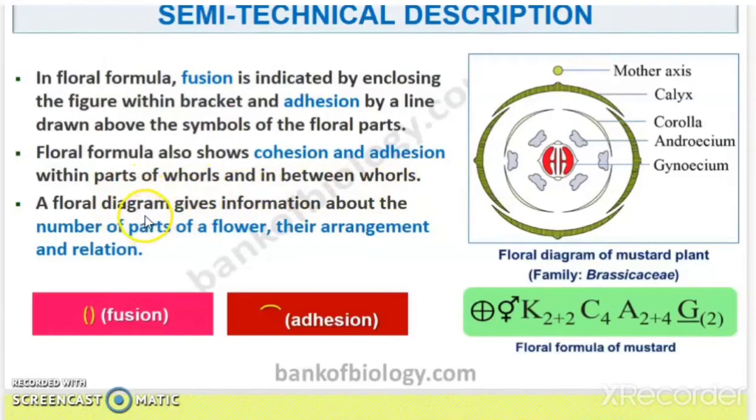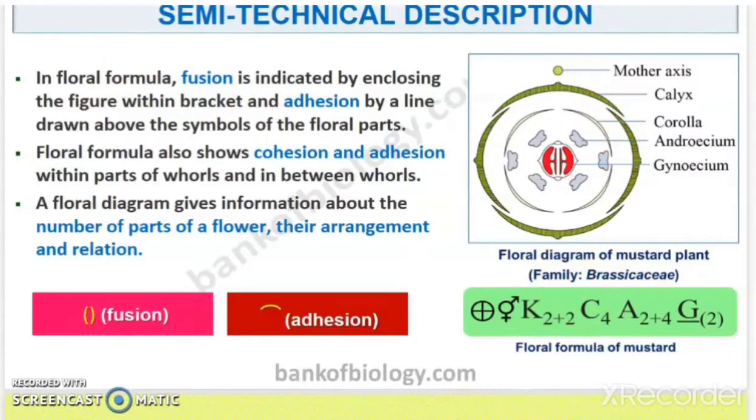And the floral diagram will give information about the number of parts of a flower, their arrangement and the relation they have with one another. Okay, so the relation of one whorl to another, how their relationship is. So based on that, floral diagrams give information on the number of parts of a flower, their arrangement and relation. How are calyx and corolla related, and how are corolla and androecium related.